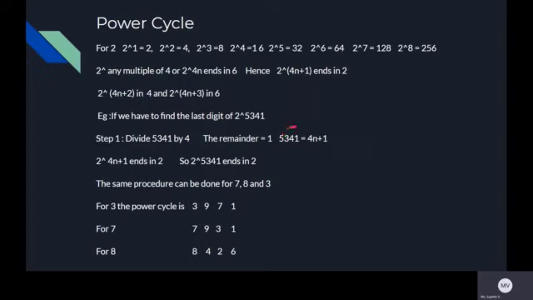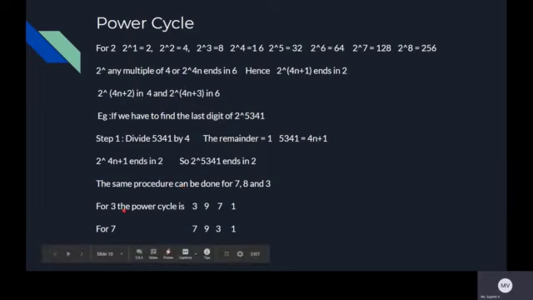So your power 5341 is of the form 4n plus 1. And if your power is 4n plus 1, it ends in 2. So the answer to this is 2. 2 raised to 5341 ends in 2. Now the same procedure can be followed for the other numbers 7, 8 and 3. These are the remaining numbers now, 7, 8 and 3.